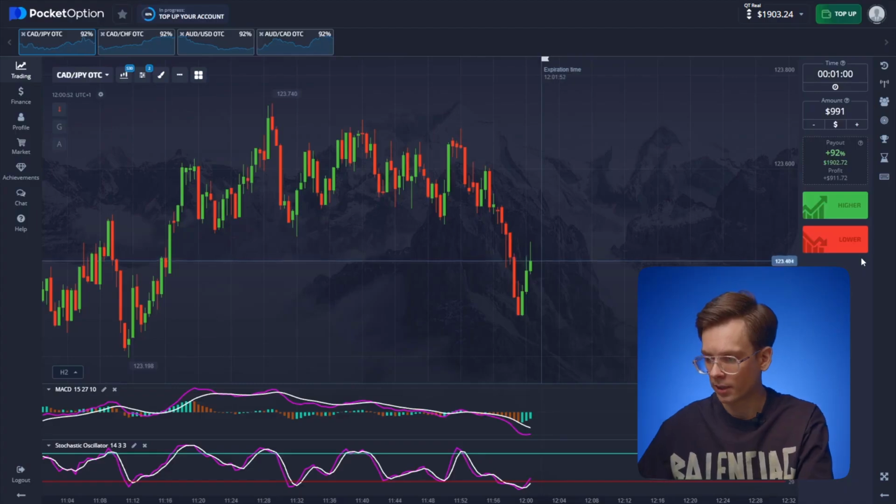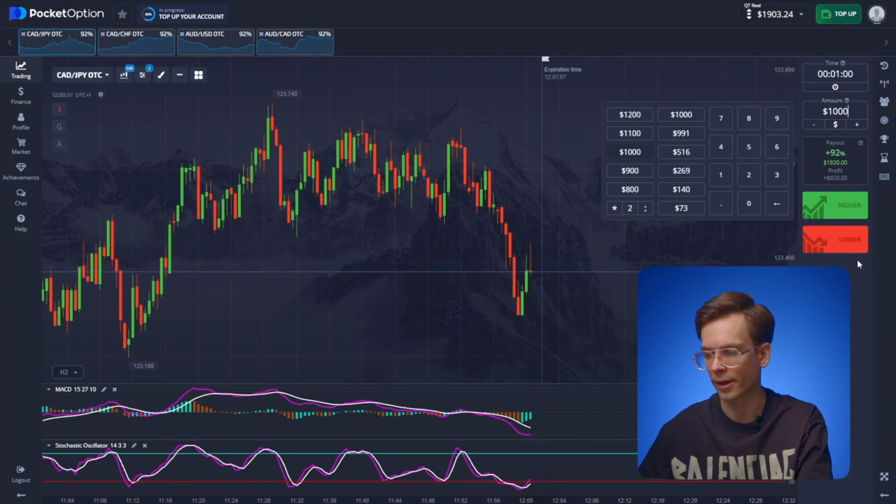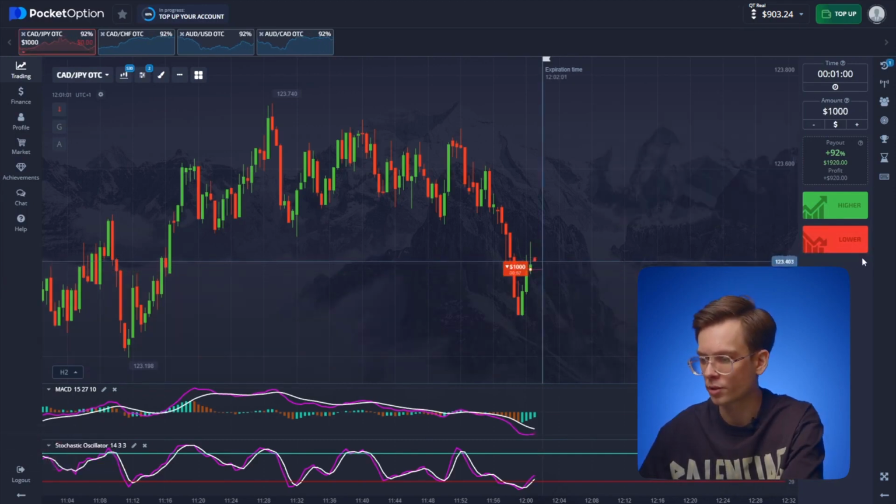Now, Canadian dollar and yen. I'm going all in with a maximum investment of 1,000. Pressing the lower button. The asset is going through a strong bullish rebound, but it's only temporary. There's a bearish response coming soon and it will drive the price back down.